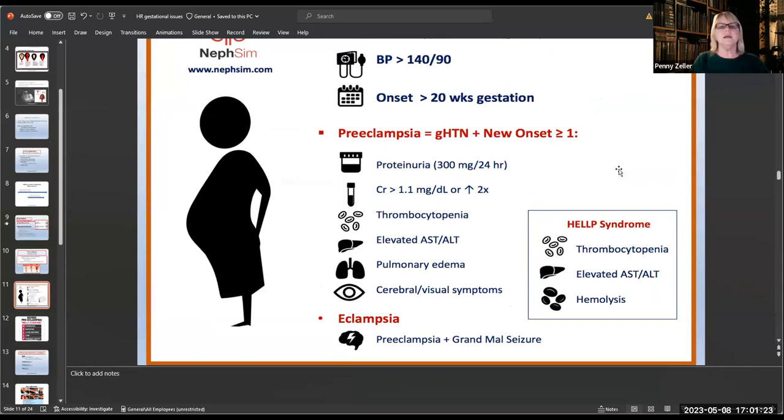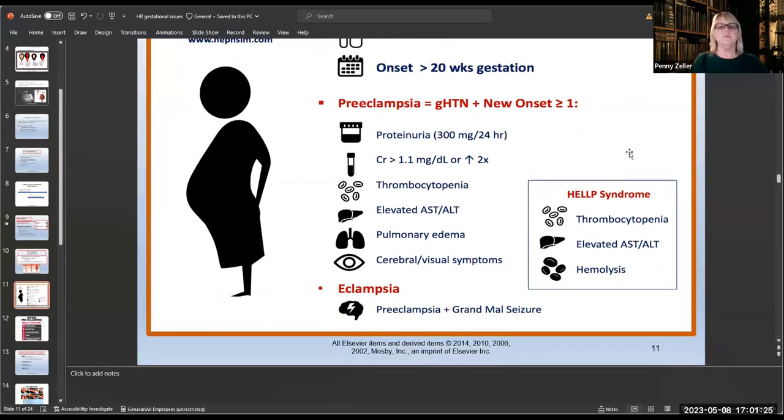So let's say, I'm gonna pull this down a little bit. A client calls the office, she's 34 weeks pregnant, okay? And let's say she is a diabetic. She calls the office and says, Nurse Davis, I've had a headache today, all day. I've taken all the Tylenol I can possibly take and it's not going away.